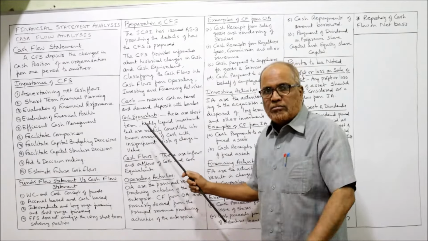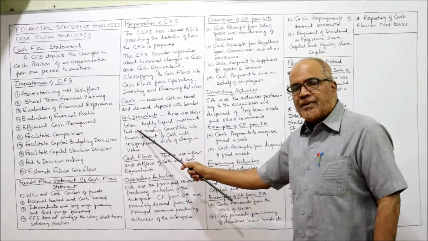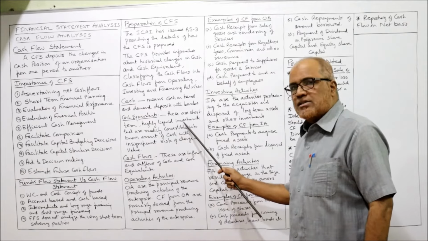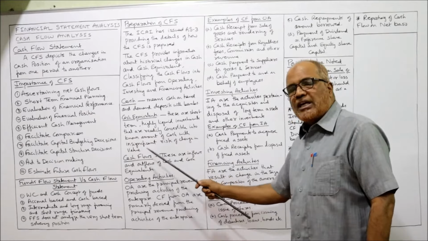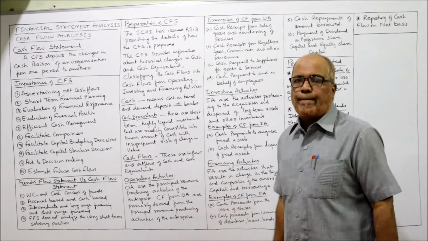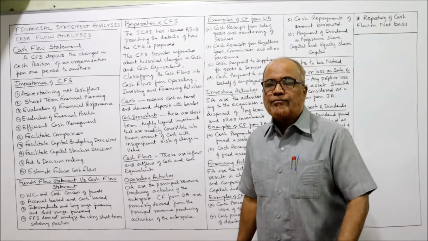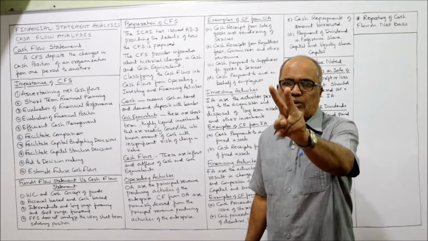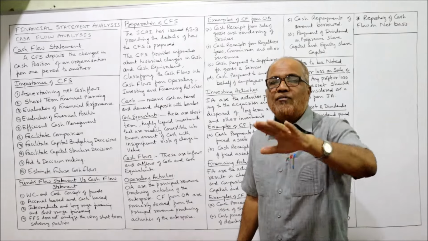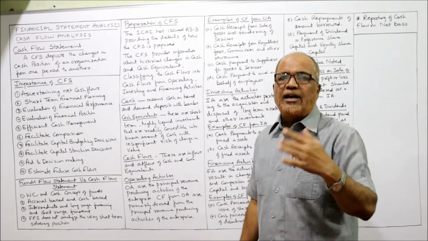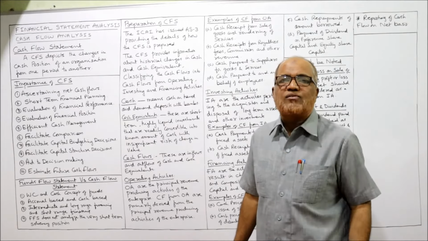Now cash equivalent. Now concentrate here. Cash equivalents are short-term, highly liquid investments that are readily convertible into a known amount of cash with insignificant risk of change in value. Remember, what are cash equivalents? Cash equivalents are short-term, highly liquid investments. These two terms you remember. Short-term, highly liquid investments which can be easily convertible into cash with insignificant risk in the change of their value.